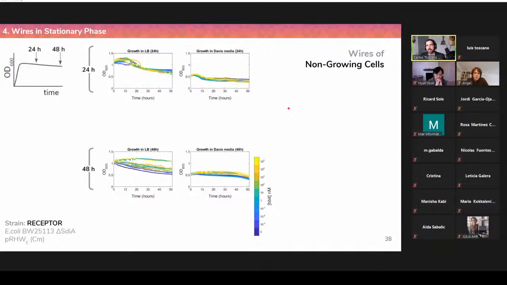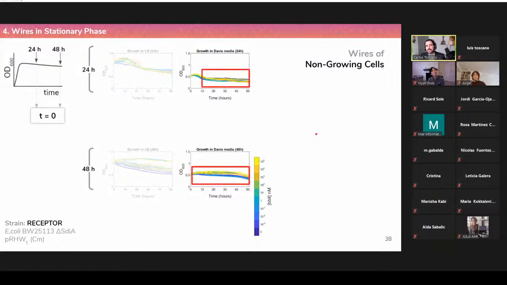Instead of inducing our cells directly from the inoculation, let's inoculate, let the culture reach stationary phase, and add BioBit 24 hours or 48 hours after inoculation. So these two specific time points will be considered the time equal 0 hours in these 4 plots. And as you can see, Davis media seems to make cells behave properly. They keep their optical density pretty constant across 50 hours.